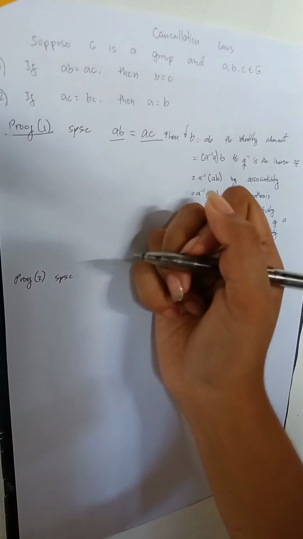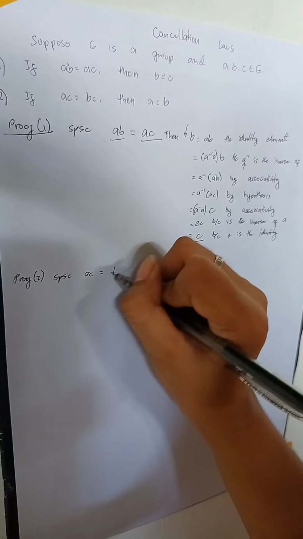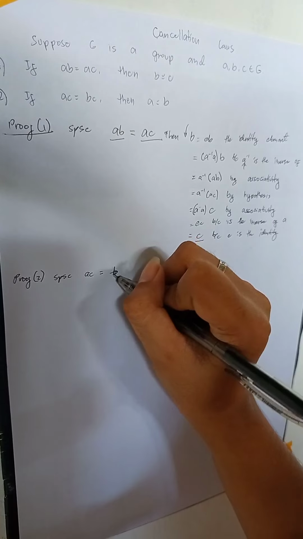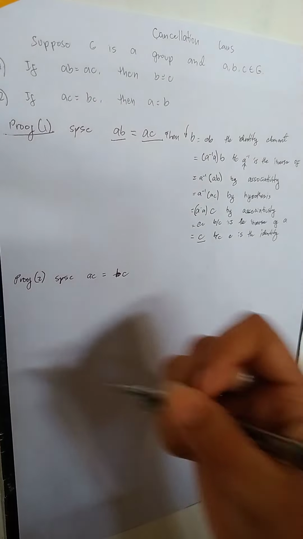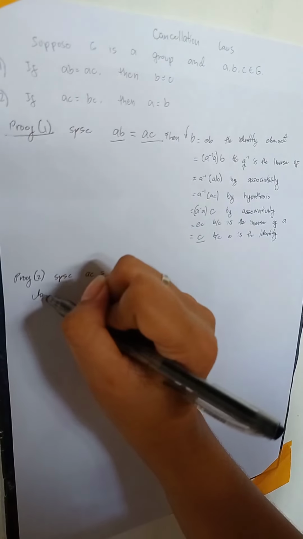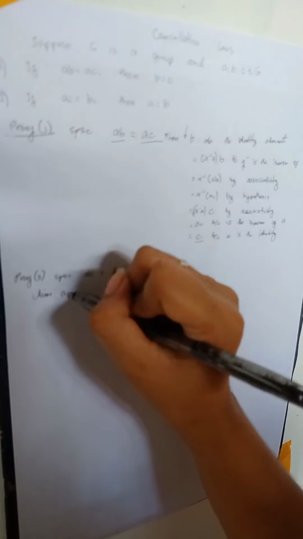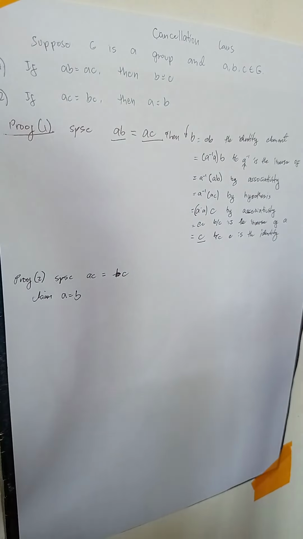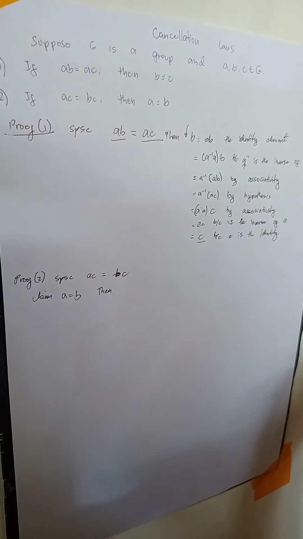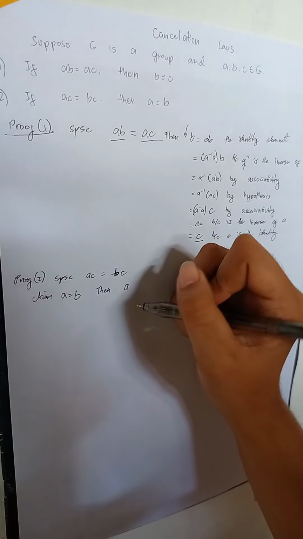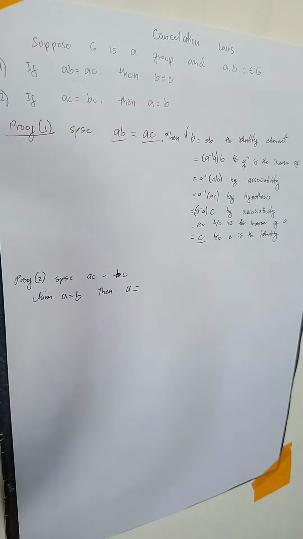Let's go ahead and prove 2. Suppose AC is equal to BC. We have to show that A is equal to B. So claim: A is equal to B. Then we'll start by writing down A, and we somehow have to show that it's equal to B.